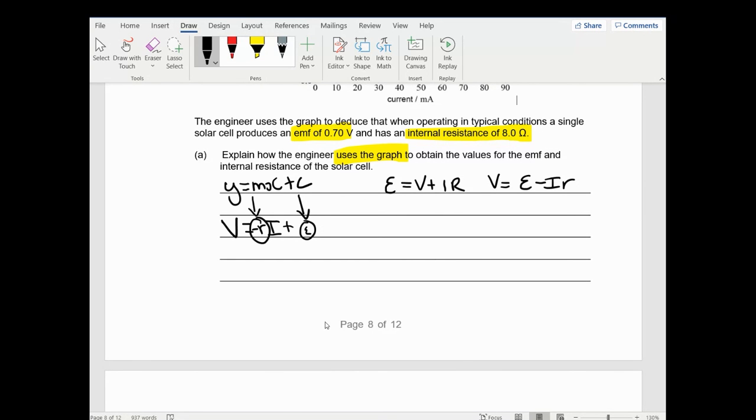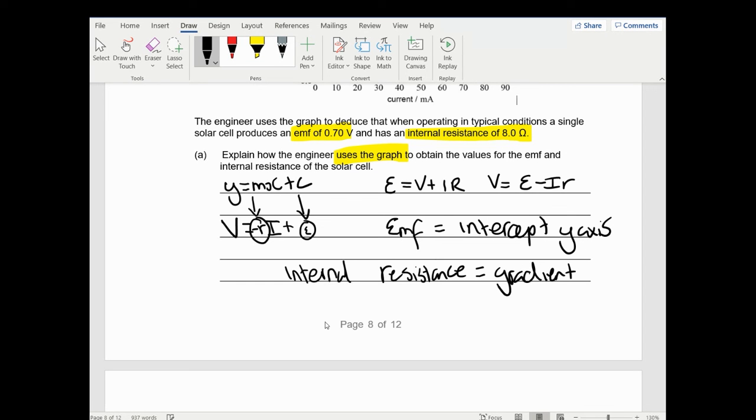So explain how the engineer uses this to find the internal resistance and the EMF. The EMF is the intercept on the y-axis, and the internal resistance R equals the gradient. So literally 1 mark there. They may be more specific. They might want the magnitude of the gradient, due to the fact that it is, of course, a negative gradient.